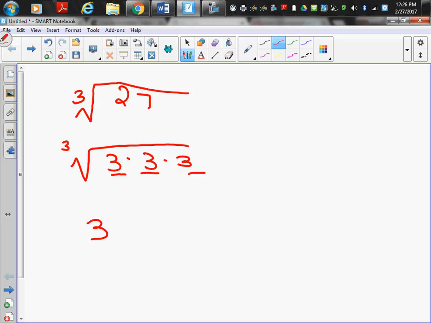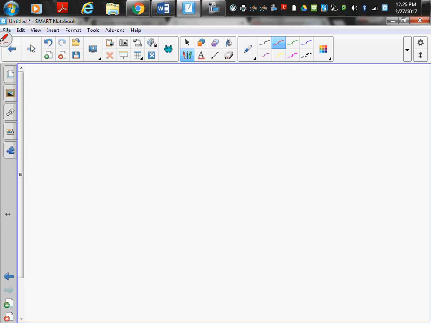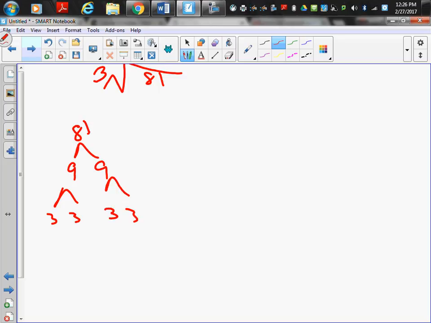So what if it was 4? All right. So let's look at another one. All right. So I want the cubed root of 81. So you break it down to your prime factors. So 81 is 9 times 9. 9 is 3, 3. 9 is 3 and 3. So it's the same thing as, and I have got 1, 2, 3, 4 3s.